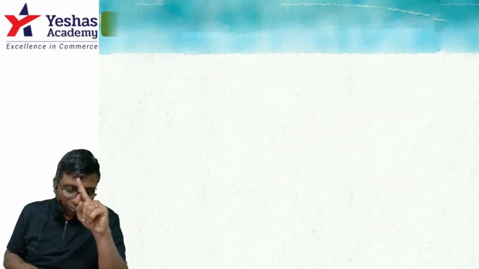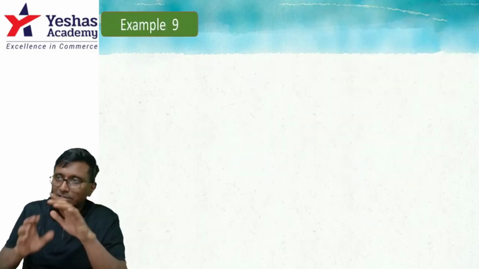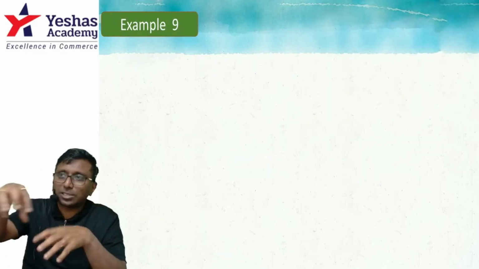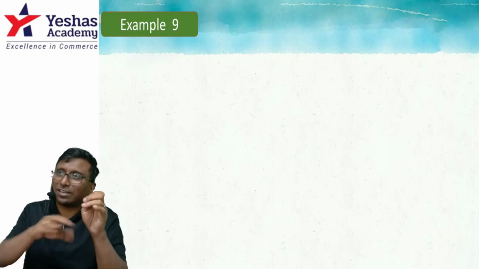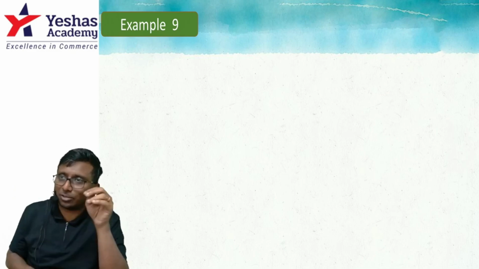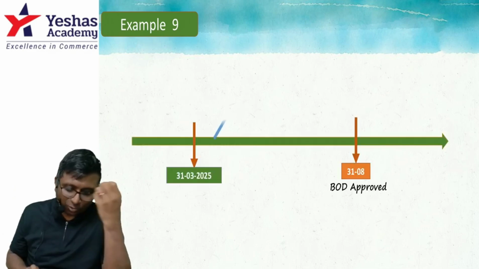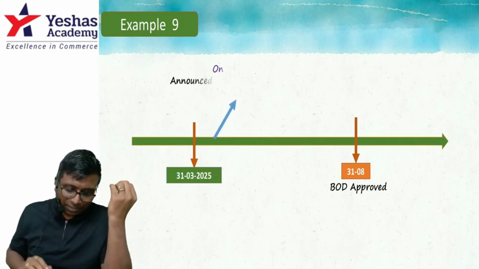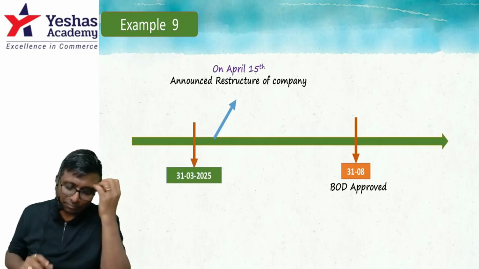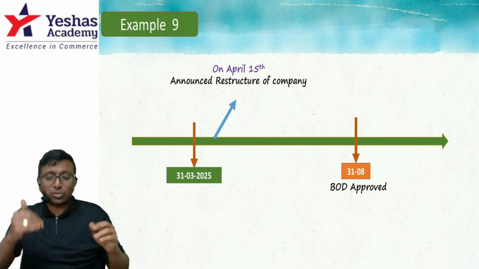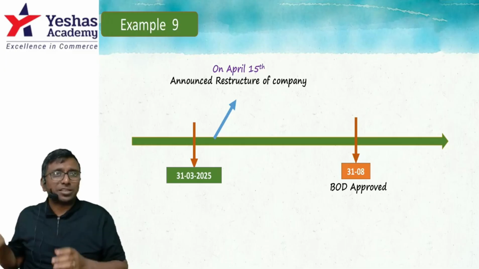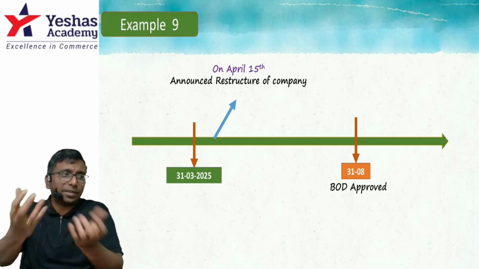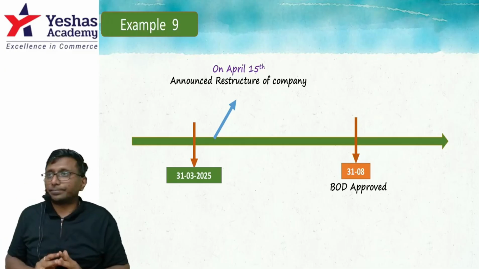Agree? Right. I have two questions. Then I'll complete this topic and we'll go to exceptions. That's why it'll take a few minutes. Otherwise, again we'll have to come back and continue the same topic. Example 9. Look at this. Very important. On April 15th, we announced a restructuring of the company. Restructuring may be a merger, a demerger, or anything.